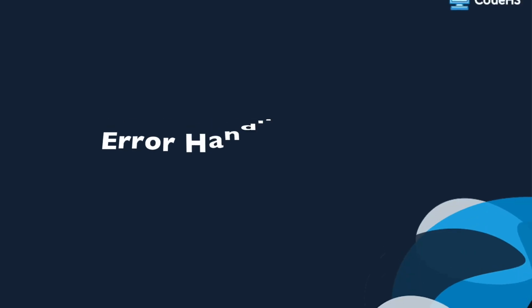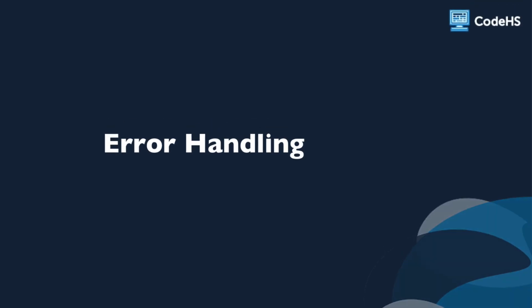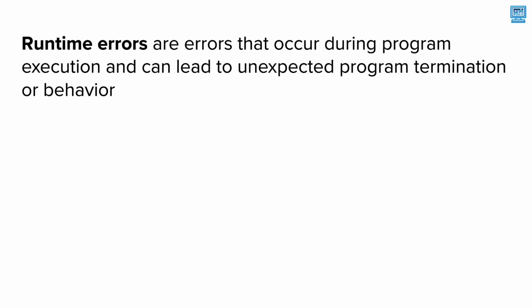Hi, in this video, we'll be covering error handling in Java. Let's first take a look at runtime errors. These kinds of errors occur during program execution and can lead to unexpected program termination or behavior.